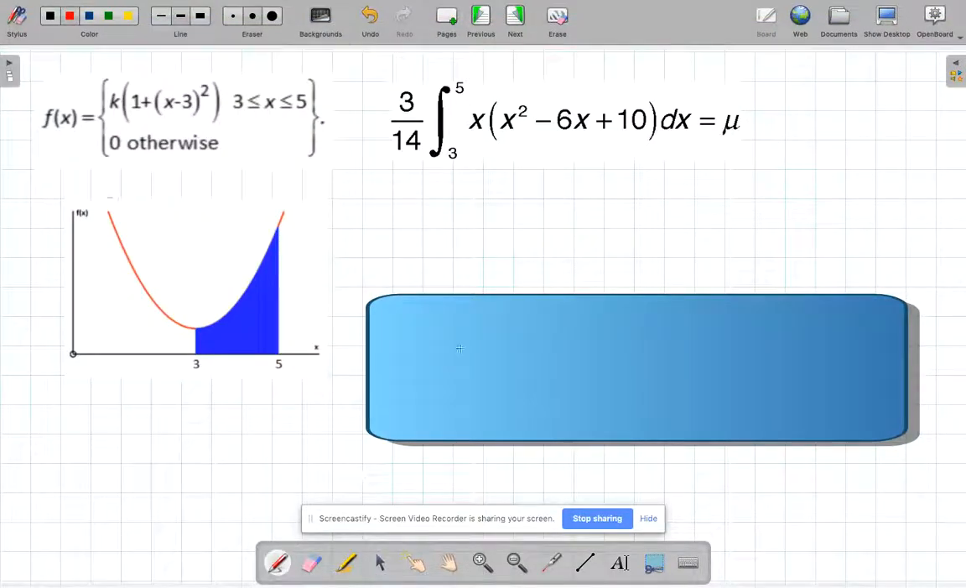So let's just get that written down because I'm going to need it later. So the mean equals 4.29.